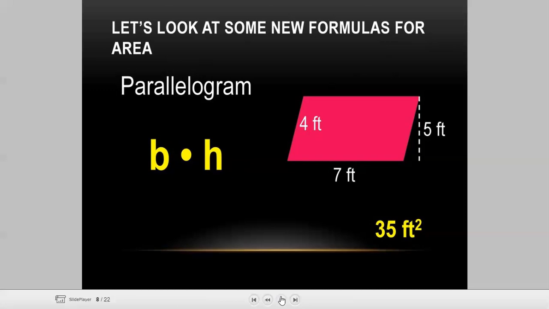It's exactly like the rectangle, so I have BH instead of LW. The base here is 7 and the H is 5. So just multiply 7 times 5 to get the area of the parallelogram, which is 35 feet squared.